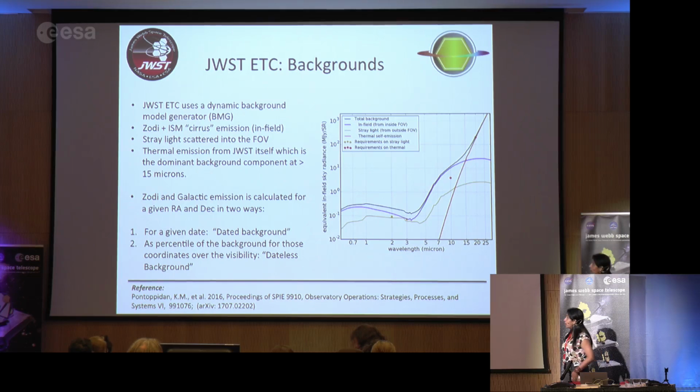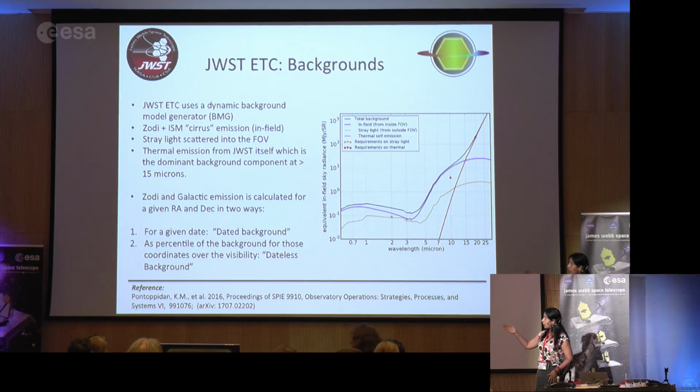Now, for the ETC backgrounds, like I said, we do take into account the zodi. The background model generator is what is used, and it includes the zodiacal light and the galactic cirrus emission. So that's really the in-field contribution of the background. Then you have the stray light that is scattered by the telescope components into the field of view. And then there is thermal emission from the telescope itself. As you can see, the red line here is the thermal emission from the telescope, which becomes very dominant at wavelengths greater than 15 microns.